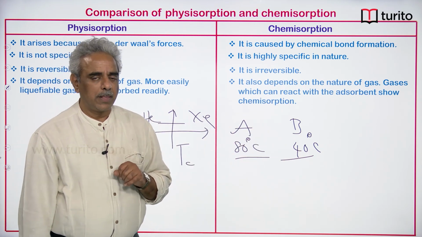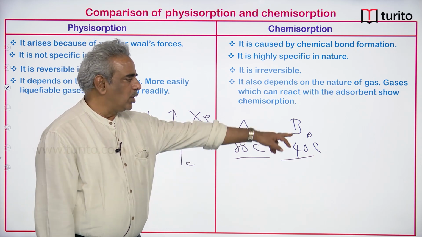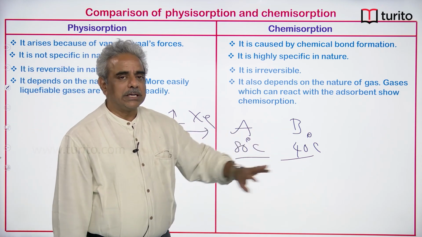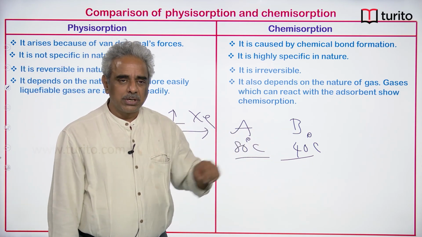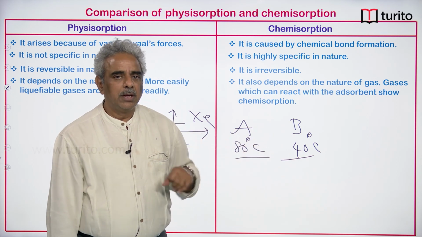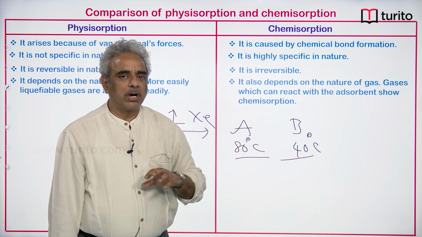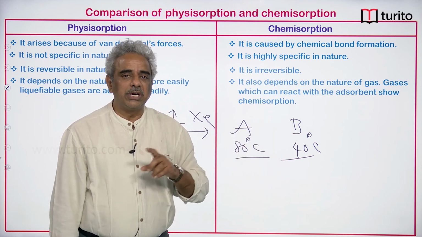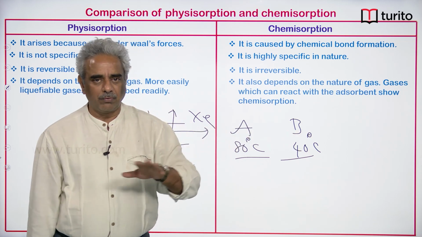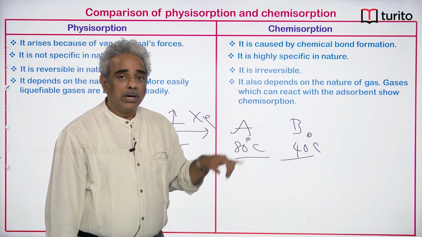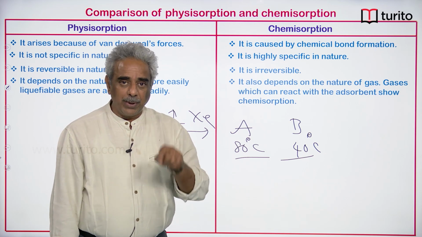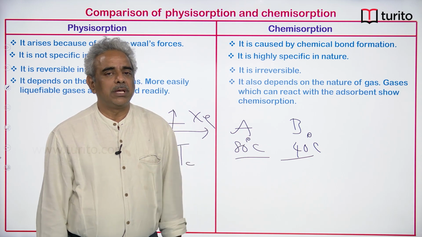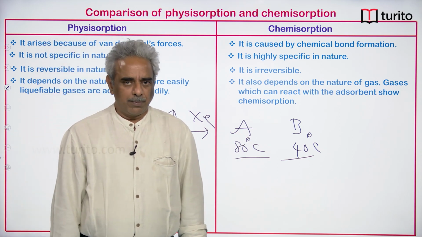My first question is, can you liquefy B at 60 degrees? No way, because the critical temperature of B is 40. What is critical temperature? Above which a gas cannot be liquefied. Above 40 degrees B cannot be liquefied. Now I am asking you at 60 degrees. At 60 degrees B cannot be liquefied. What about A? A can be liquefied at 60 degrees because 60 degrees is below 80. What is 80? 80 is the maximum temperature where A can be liquefied by applying some pressure.